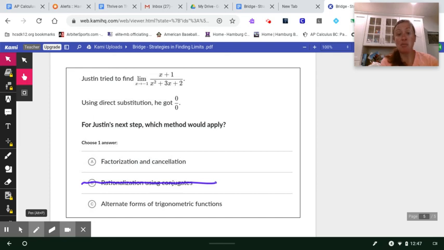I think option C is a little obvious. There's no trig function, so I know I'm not using that. And hopefully you realize that you can factor this. That's just a simple trinomial. You can factor and cancel or divide those out. So I think I would go with choice A in this case.